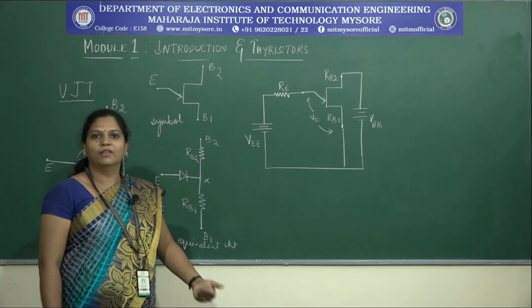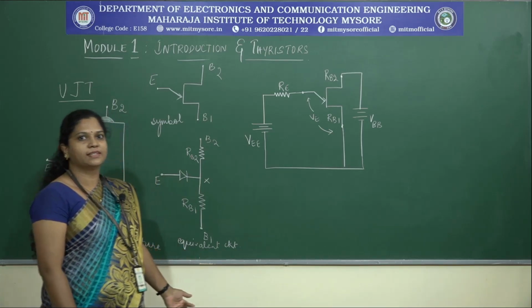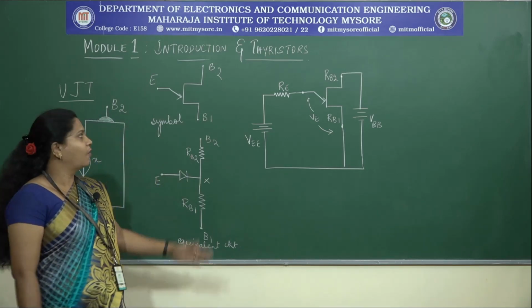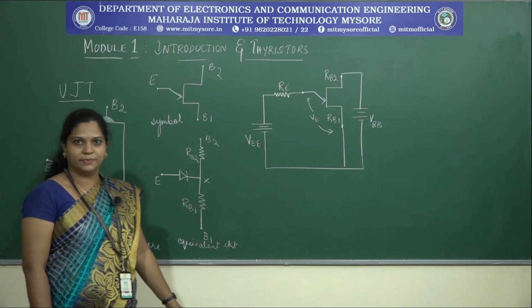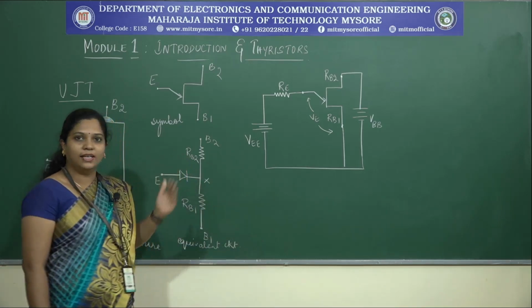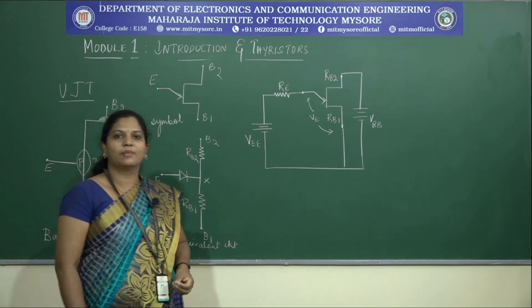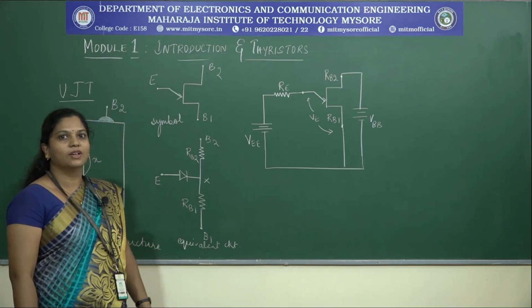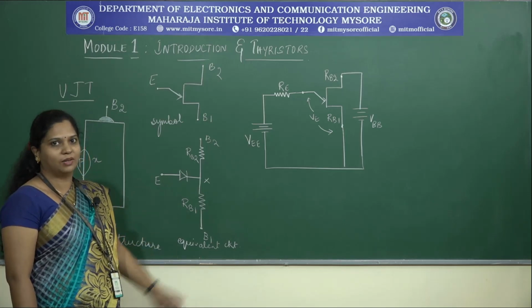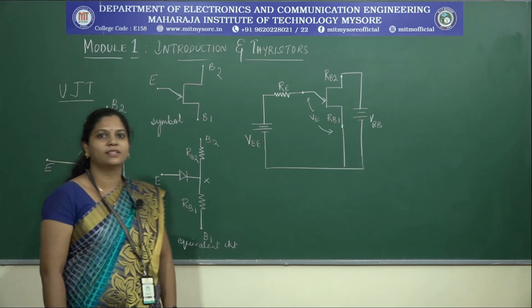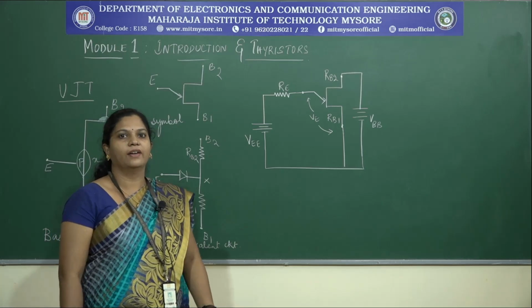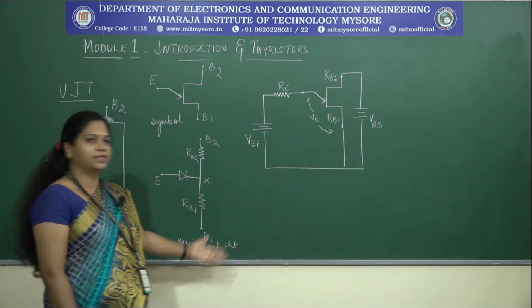So, in the last sessions we discussed the turn on methods, out of which gate triggering was the best preferred method. In gate triggering also, by using various elements, we discussed different firing circuits by which we can generate the gate pulse. Out of that, we have discussed resistance triggering and resistance capacitance triggering circuit.